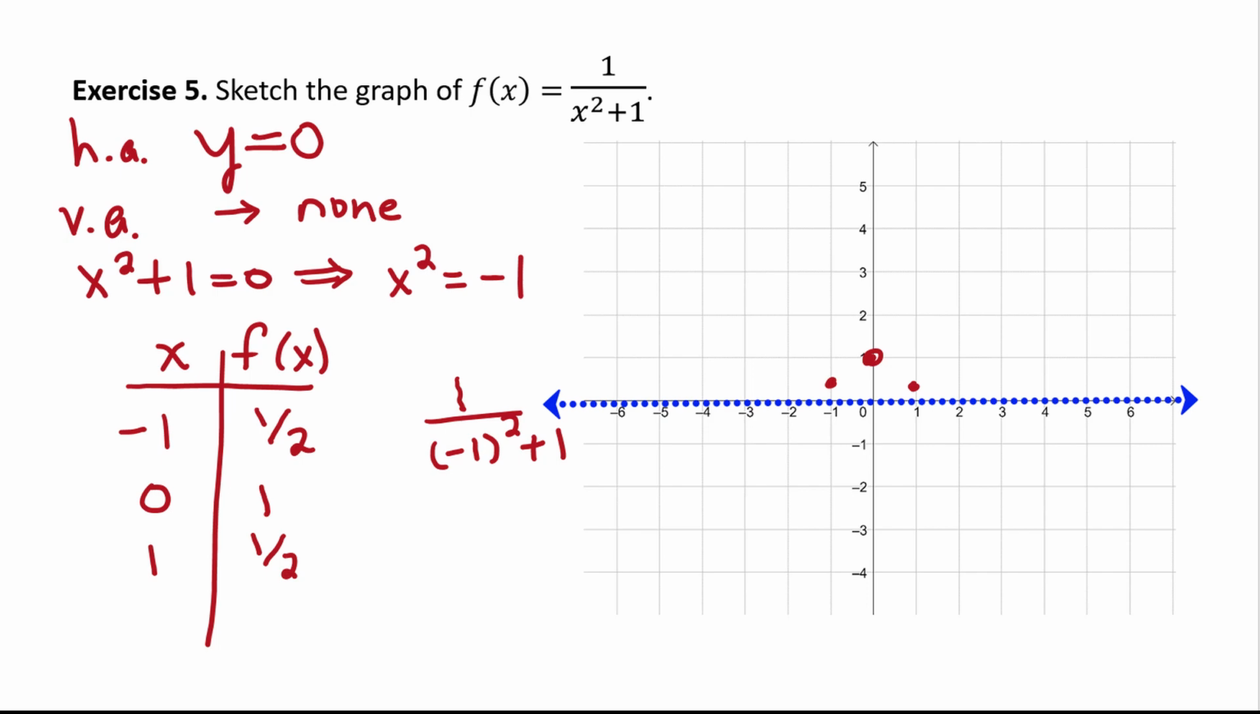For clarity, I'm going to pick one more point. I'm going to pick 3 and evaluate that. So we've got 1 over 3 squared plus 1. That's 1 over 9 plus 1, or 1/10. That's pretty close to 0. So at 3, it's about 1/10. It's symmetric. So we'll go ahead and plot the same value on the other side, paying attention to the horizontal asymptote. We get a graph that looks kind of like a bell curve.